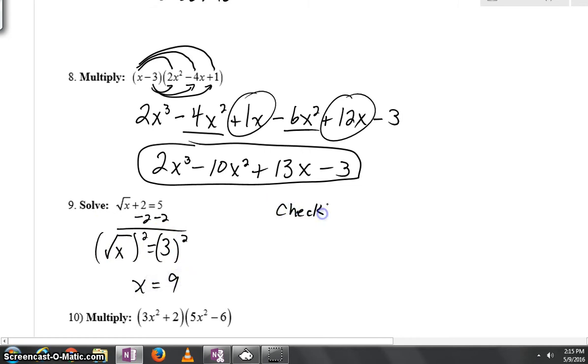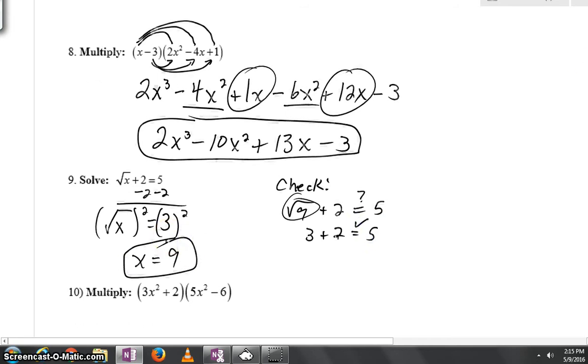You can do a check. You can even check this on the calculator. Why do we need to do a check? Well, you don't always get an answer. Could check this on the calculator also, but you'll see that it works. You get x equals 9.